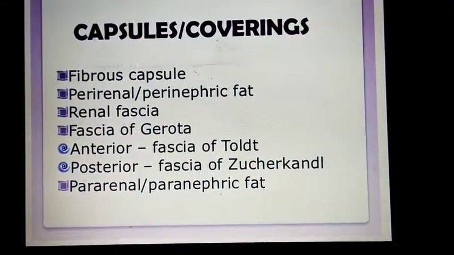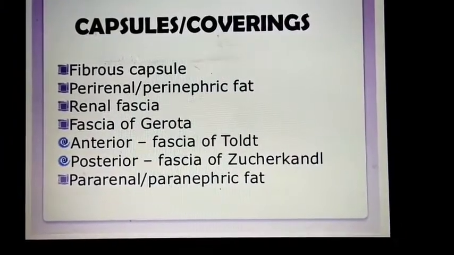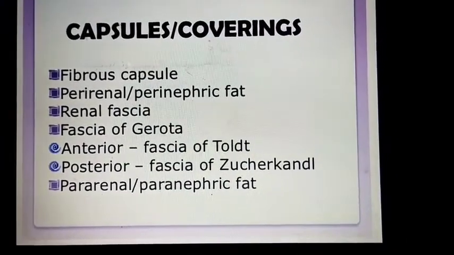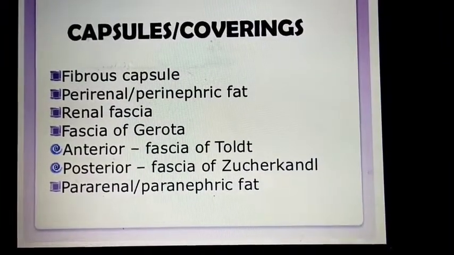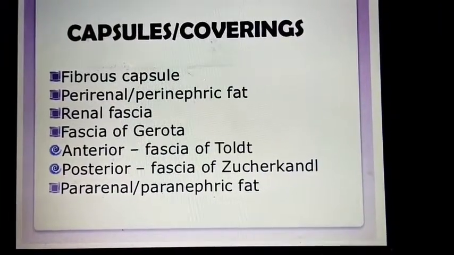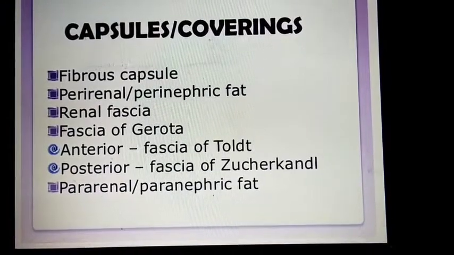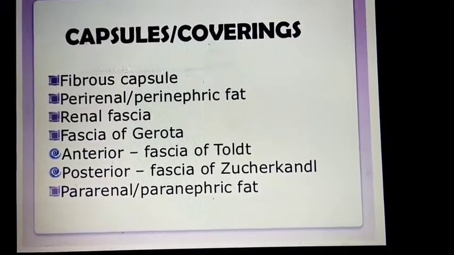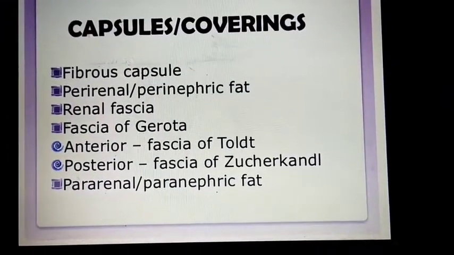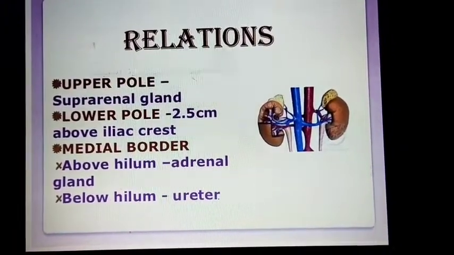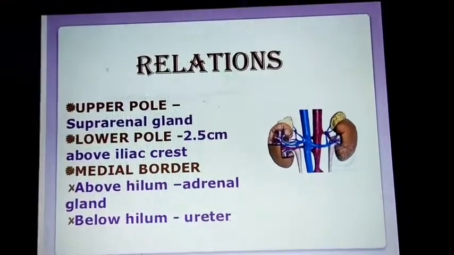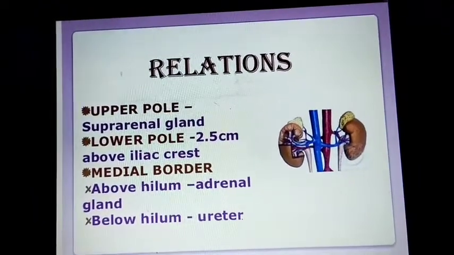Capsules are covering, already I explained: fibrous capsule, perirenal, pararenal, renal fascia. The renal fascia also divides into the anterior fascia, which is the fascia of Toldt, and the posterior fascia, which is the fascia of Zuckerkandl, and pararenal fat or paranephric fat. Now we can go to the poles or extremities of the kidney.